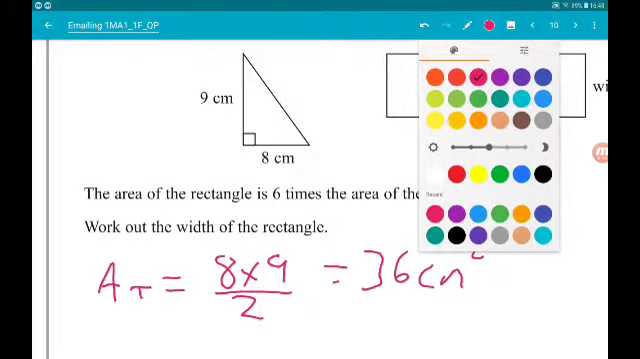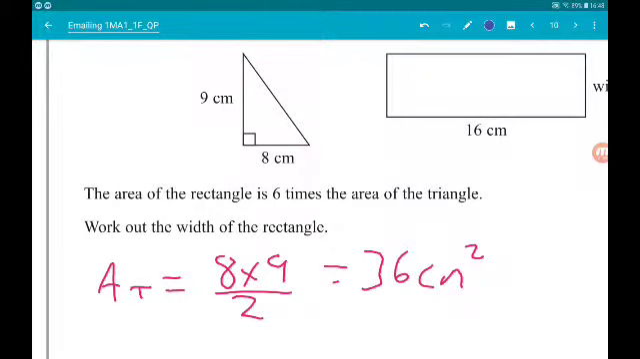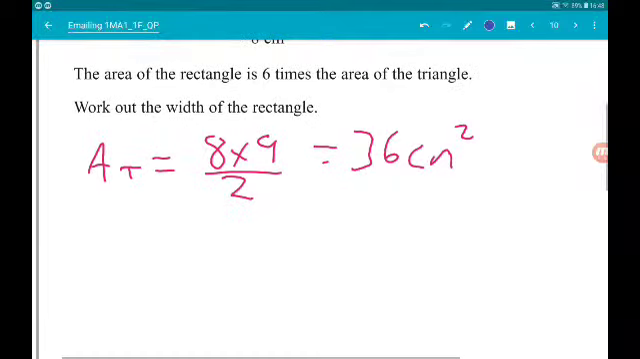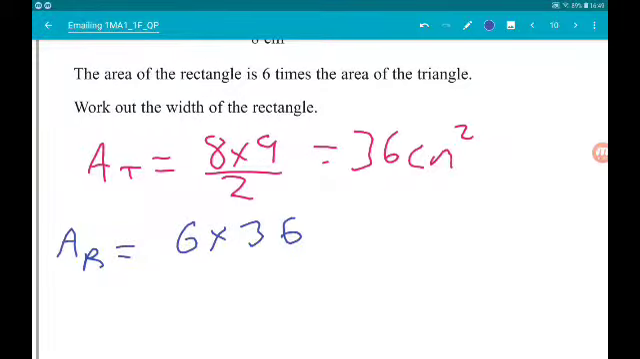Okay, so we know then that the area of the rectangle is 6 times that. So area of the rectangle is 6 times 36. Now 6 times 30 is 180. 6 times 6 is 36. 180 and 36 is 216 centimetres squared.